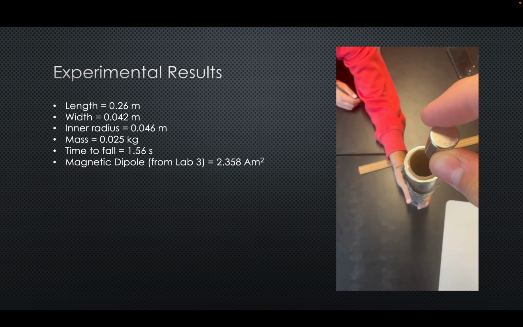And here you can see some of the basic experimental results, such as the basic dimensions of the tube, the mass of the magnet, the amount of time it took for it to fall all the way through the tube, and then the magnetic dipole moment determined in Lab 3.